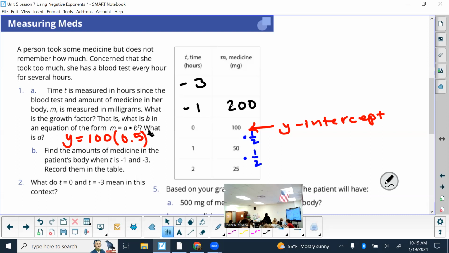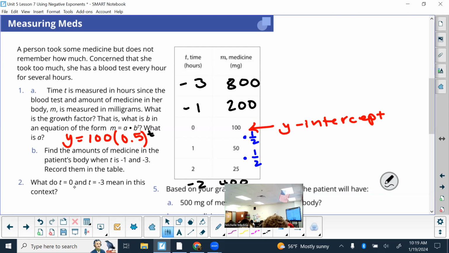Table 6, when the exponent is -3, how much medicine does she have in her bloodstream? 800. So if you were continuing the pattern in the table, know that it skipped -2. So for -2, it would be 400. For -3 is 800. Good. Use the calculator, do what you gotta do, get the right answer at the end of the day.